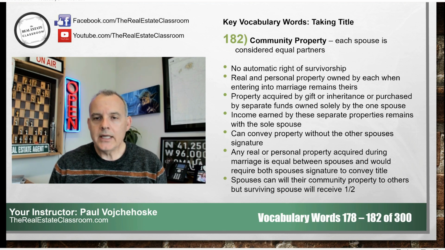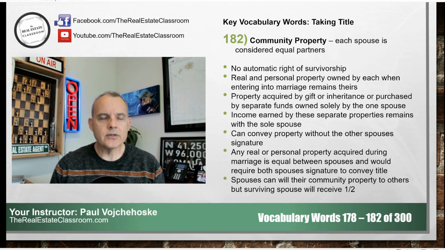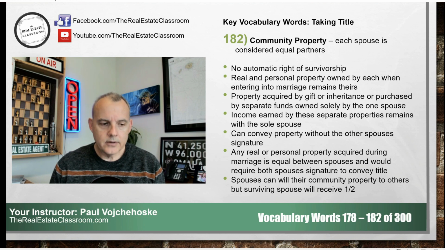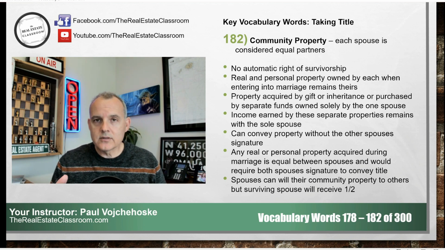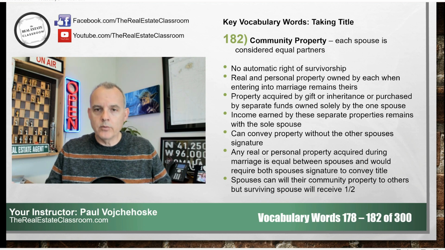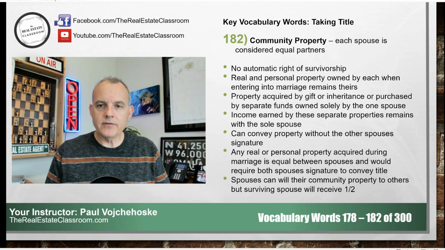And then the last one is what we call community property. And I think as of the date of this video, there's only about 9 states that actually recognize community property. Community property says that each spouse is considered an equal partner, unlike most states. Each spouse is considered an individual equal partner. So on your screen, I've outlined some of the provisions of community property.